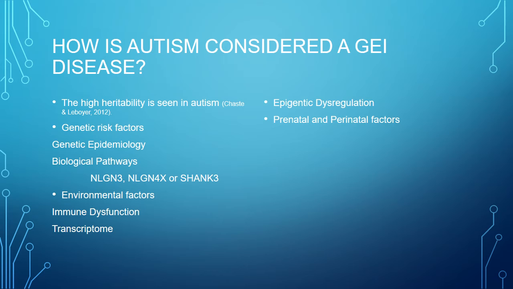Biological pathways deal with genes and structures within the body. Genes such as NLGN3, NLGN4X, or SHANK3 could have problems which can lead to autism. I would recommend you all go look up those 3 genes and get a better understanding of them.